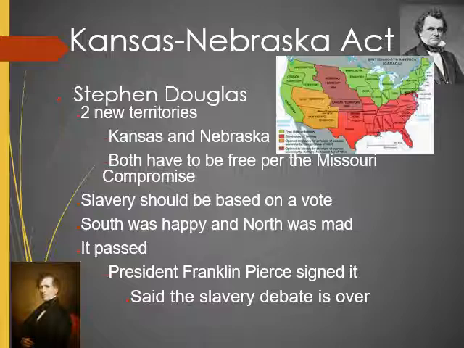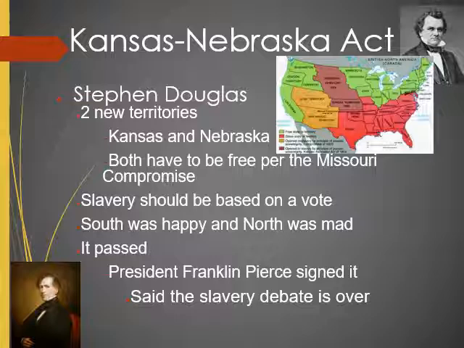And so these two new territories were coming in, and they were going to be Kansas and Nebraska. But according to the Missouri Compromise, they both would have had to been free, because those states were around before the Mexican-American War, so they actually did fit under the Missouri Compromise.